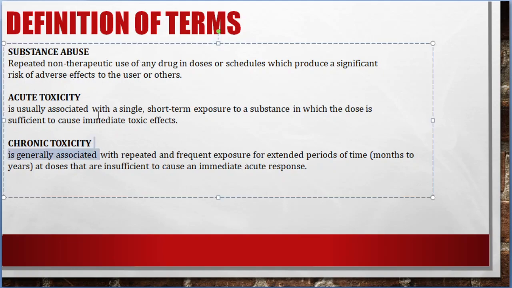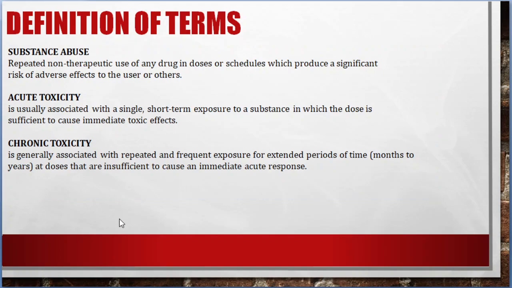What is acute toxicity, Doc? Your acute toxicity is usually associated with single short-term exposure. This is the important clue. Short-term exposure to a substance in which the dose is sufficient to cause immediate toxic effects. How about chronic toxicity? It is generally associated with repeated and frequent exposure for extended periods of time, months to years, at doses that are insufficient to cause immediate acute responses.